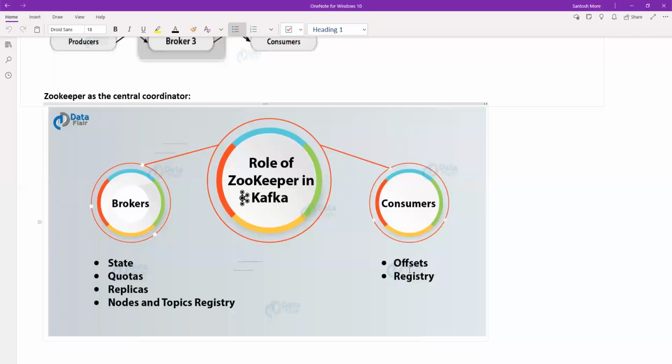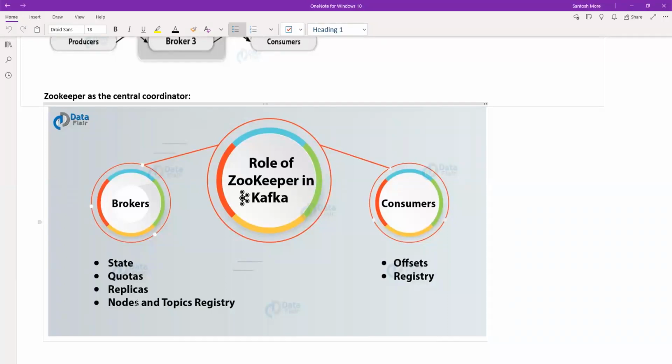And the second is the replicas. All the replicas, like the in-sync replicas, the followers, and the leader replica, all the information topic-wise and partition-wise, is stored in the Zookeeper for each and every broker. And then nodes and topics registry. Basically, Zookeeper will store nodes, the same brokers, and the topic registration. That is what is meant by the nodes and topic registry.